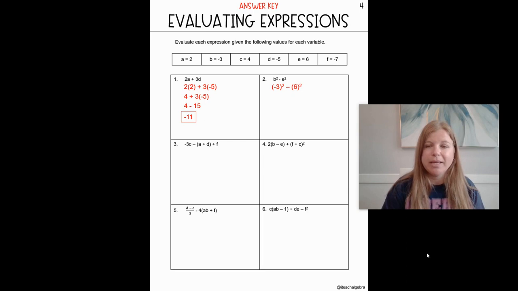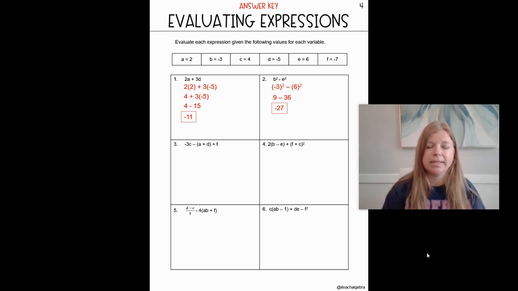So now let's evaluate. -3 squared. Well, squaring something we know means to multiply it by itself. So -3 squared would mean -3 times -3. A negative times a negative is a positive, and so that would become +9. Minus 6 squared, 6 times 6 is 36. 9 minus 36 is -27.